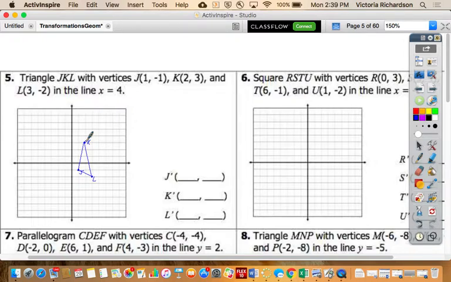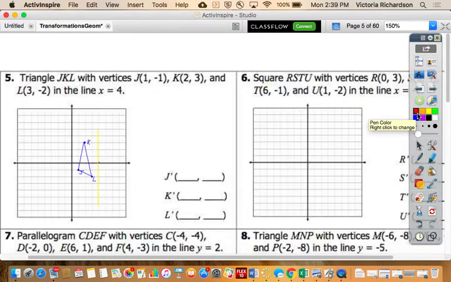I'm going to reflect this across the line x equals 4. So we go to the x-axis and we find where x is 4. So this is 0, 1, 2, 3, and 4. So that's right here. The line x equals 4 is a vertical line. So we're going to create a vertical line at x equals 4. And that's going to be the line that we reflect across.